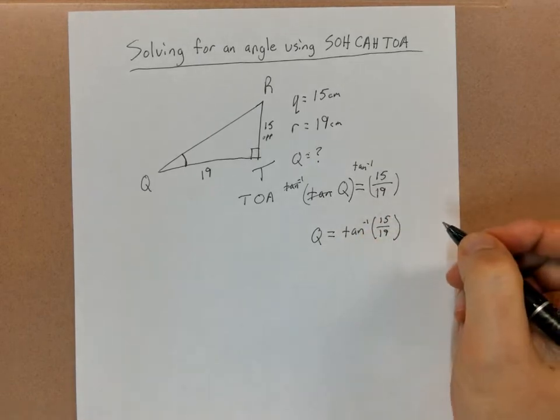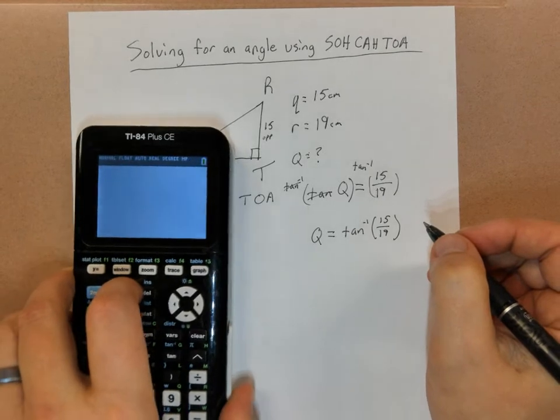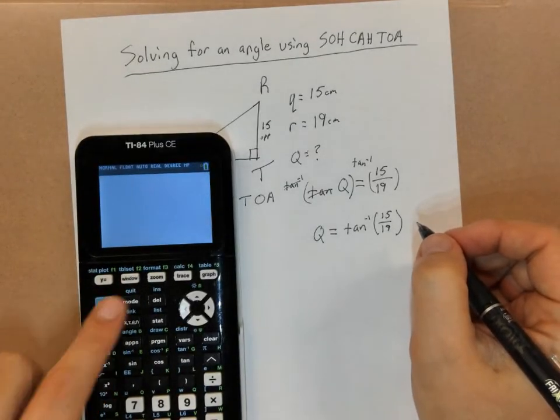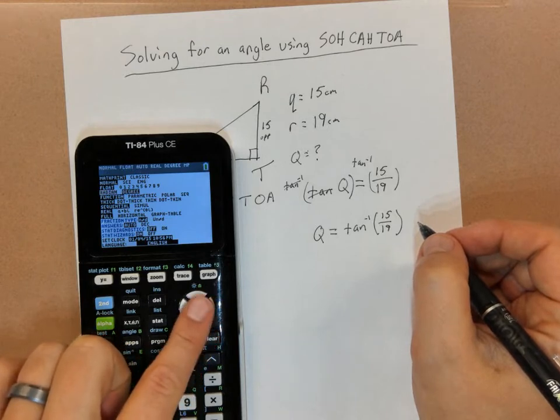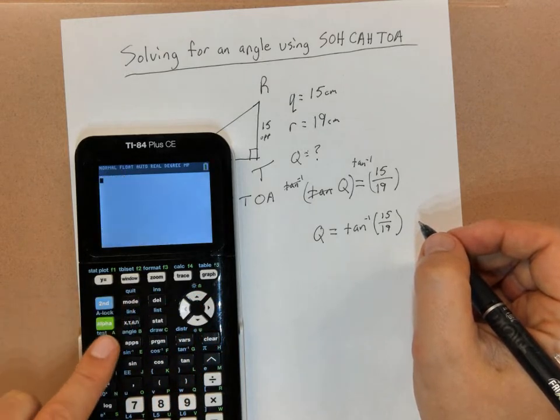And now it's just a matter of, can you type that into the calculator? Remember to please make sure, press the mode button on your calculator. Make sure that degree is highlighted. If it's not highlighted, you're not going to get the correct answer.